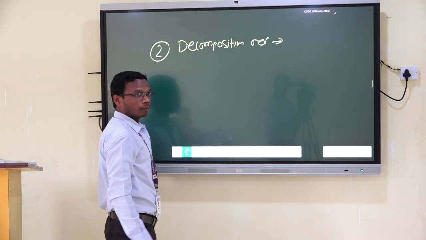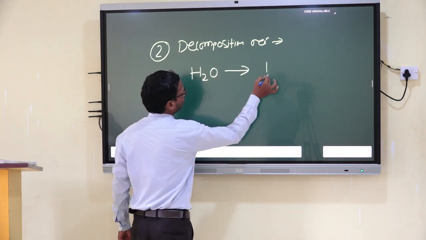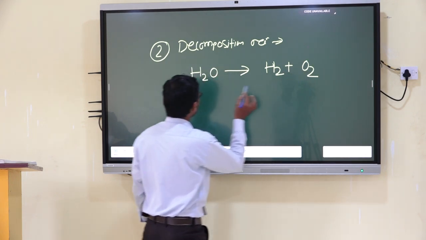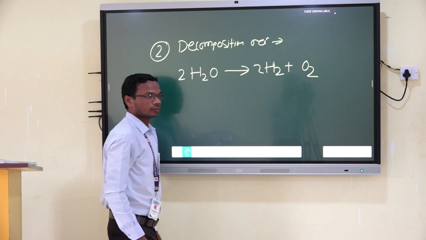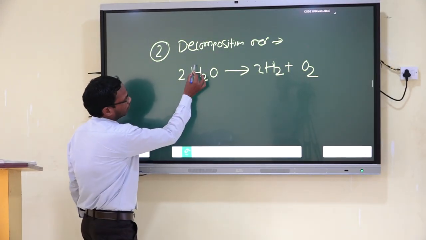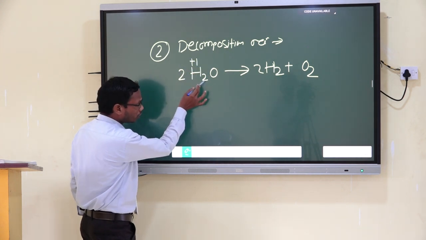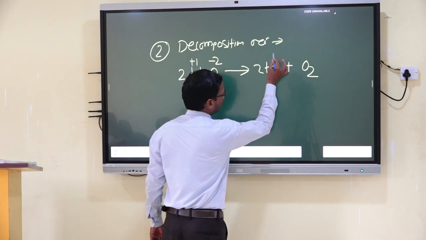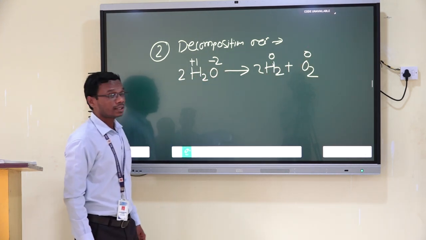First, take a simple decomposition reaction. H2O will decompose into H2 plus O2, with coefficients 2 and 2. Now you know the oxidation state of hydrogen is +1, so +1 into 2 plus 2. Oxygen is -2. Here, 0 and 0. Now which one is oxidized?